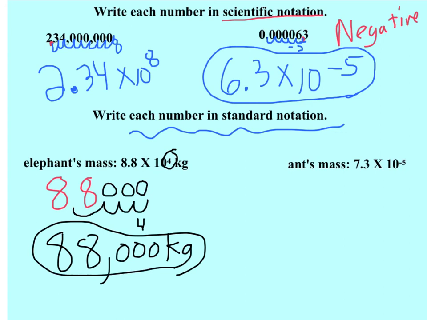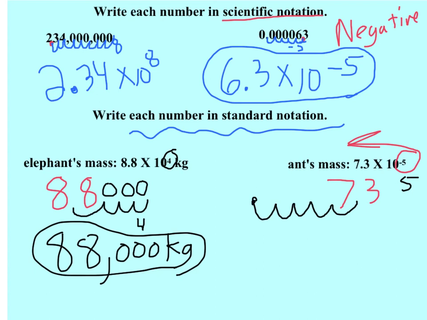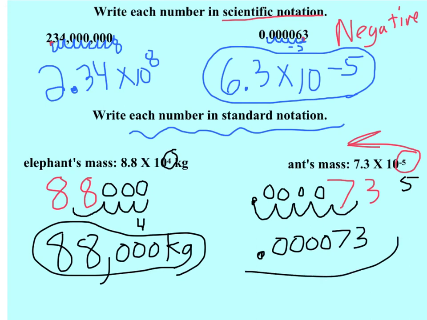Okay, one more. Ant's mass. So the mass of an ant is going to be really minute, very small, and this negative tells us that it's going to be a small decimal. So same thing, we're going to write 7, 3, but the negative tells us to go that way to make it small. So I'm going to move 5 to the left. Here we go, 5. 1, 2, 3, 4, 5. I'll put zeros here. Here's my final answer, 0.0000073, and that's my answer.